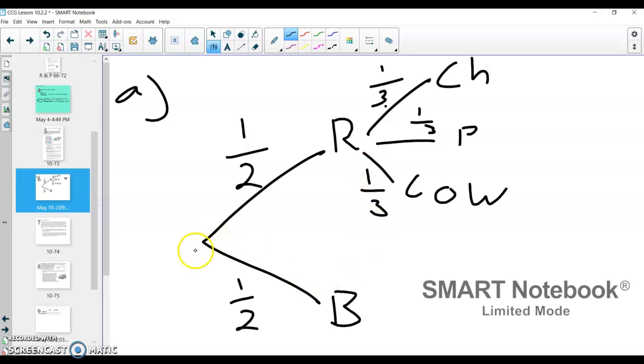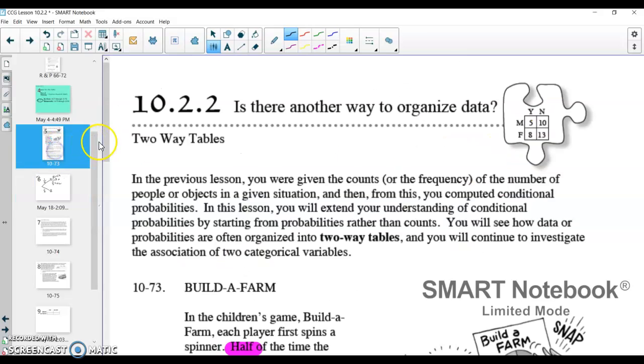So now we have our tree diagram. Say we spun red and then got pig, we would just multiply down those branches and we'd have our probability for pig. We've done this before in chapter 4 when we first did probability. All right, so that's the red path, but let's go down the blue path now.